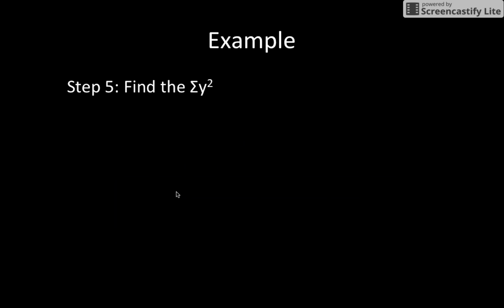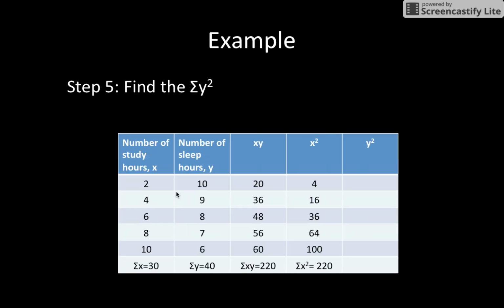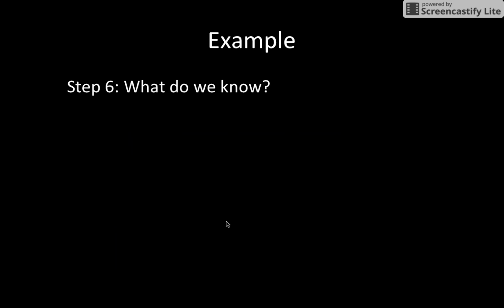So your next step is to find the sum of y squared. We're going to add another column again for your y squared, and we're going to look at our y column this time. 10 squared is 100, 9 squared is 81, and we put the rest in for you. Adding all of those together gives you a sum of 330.